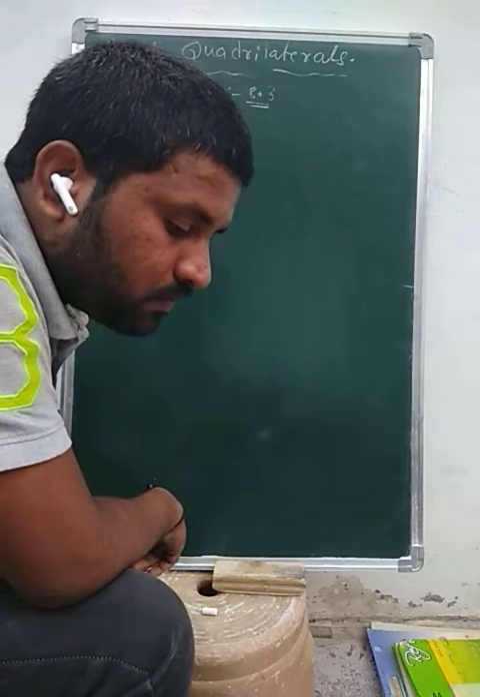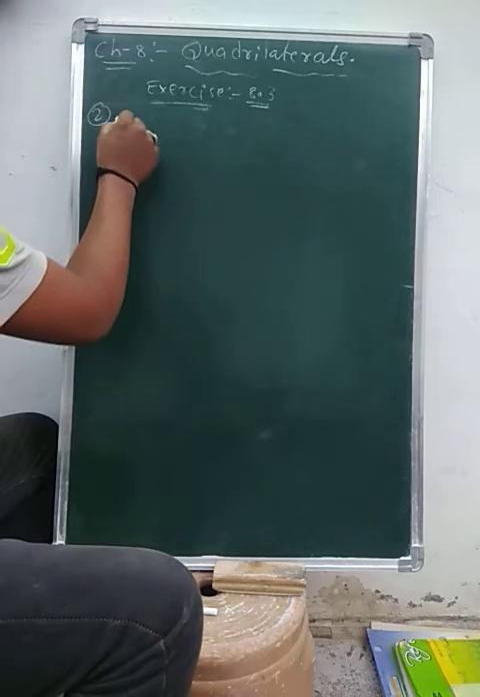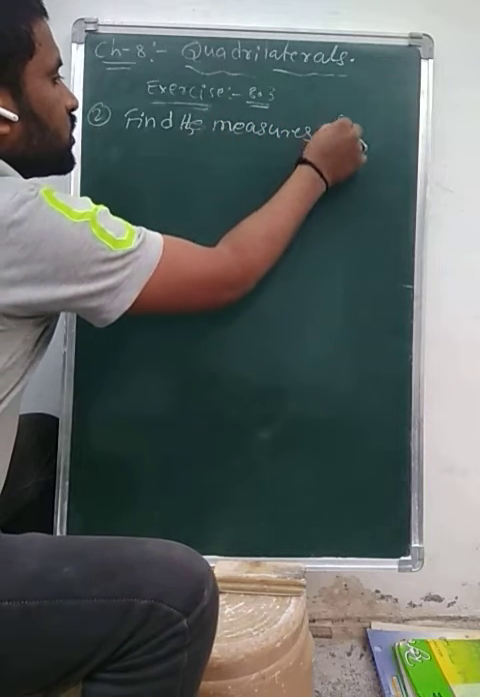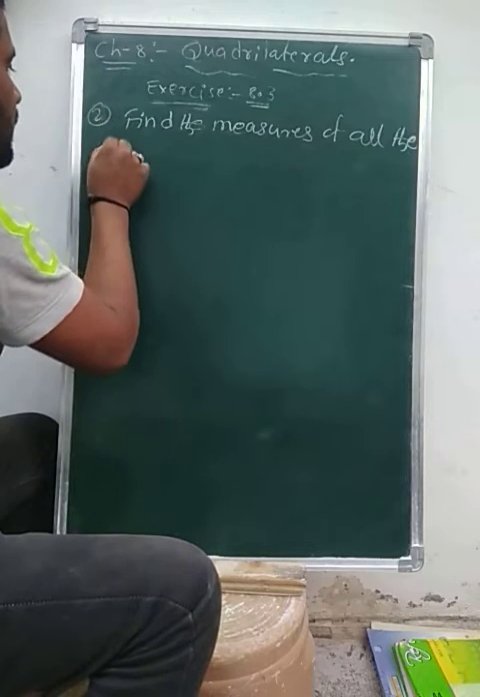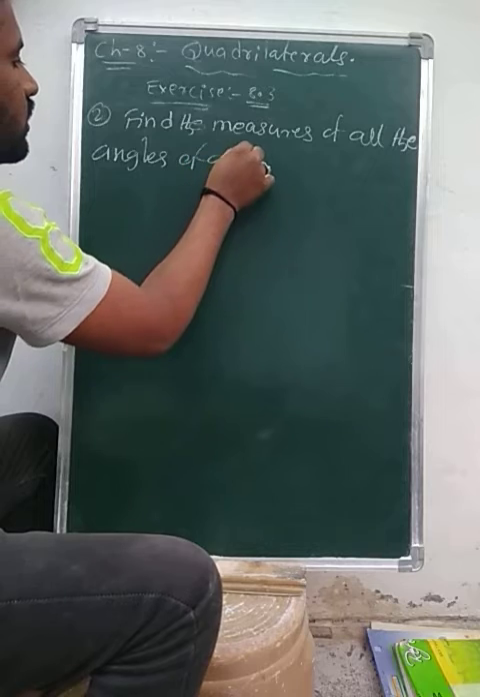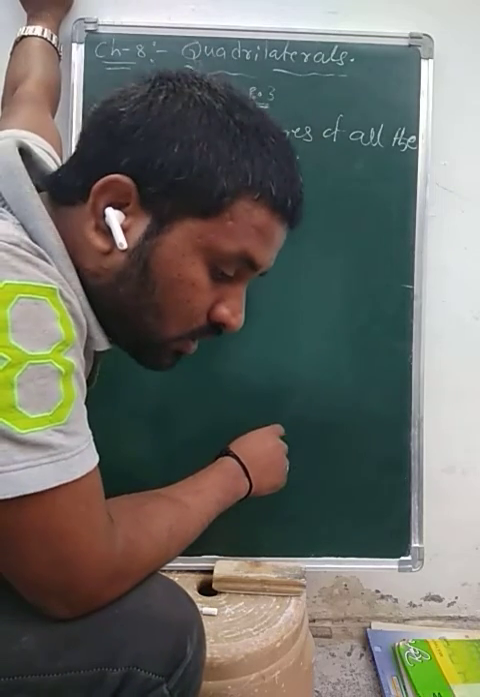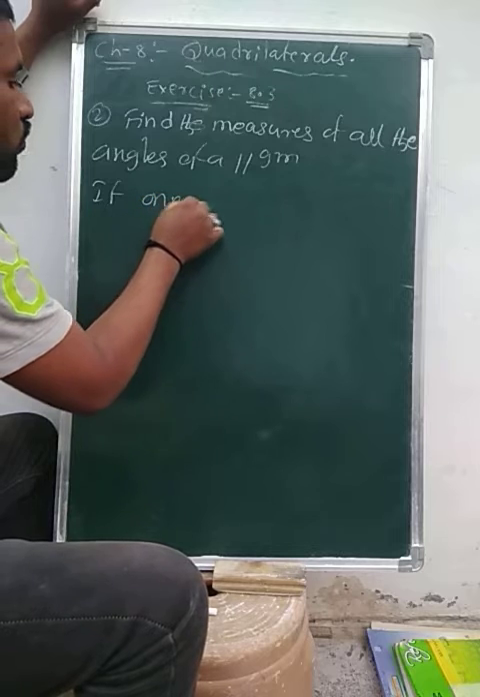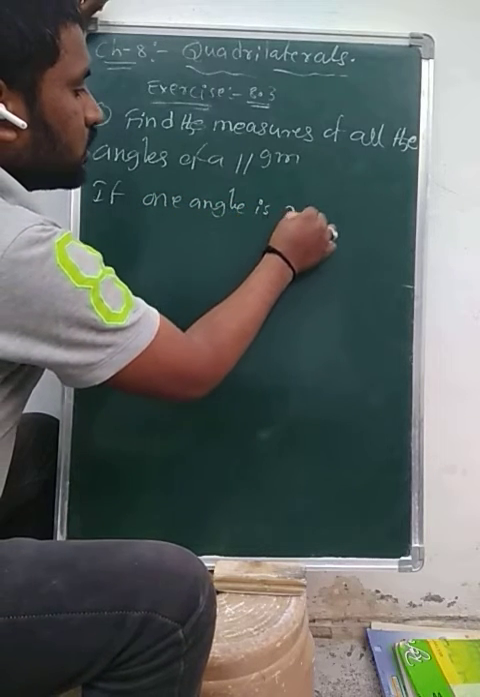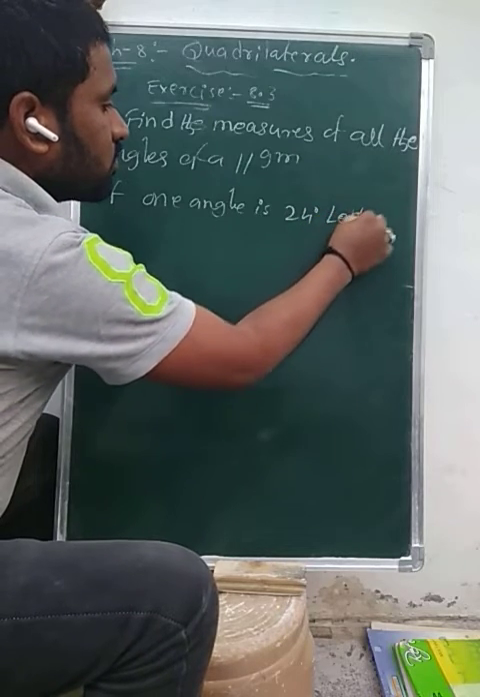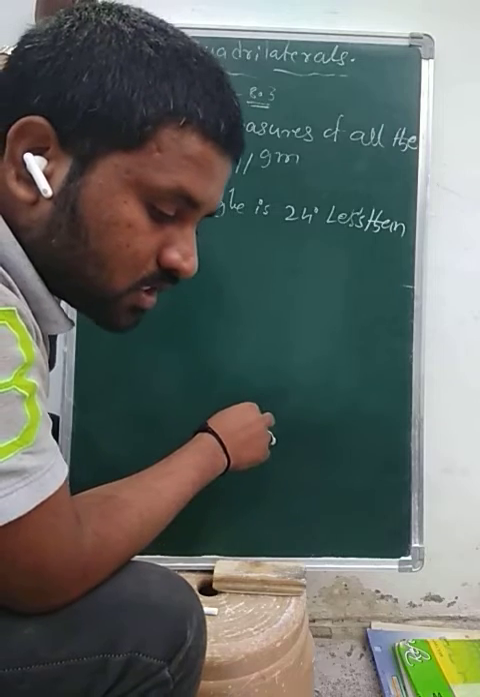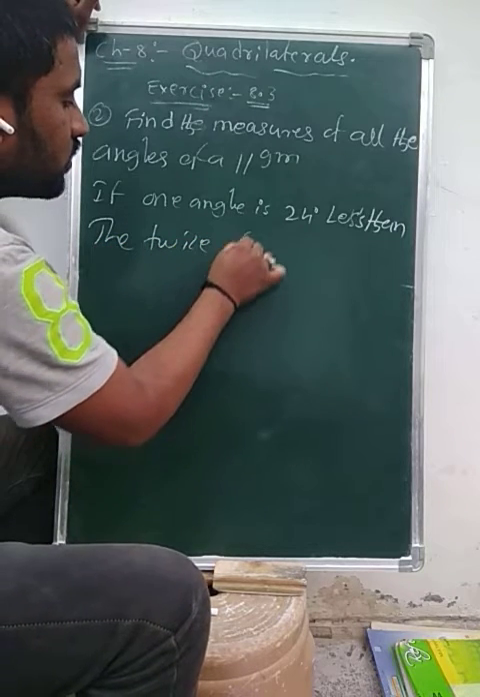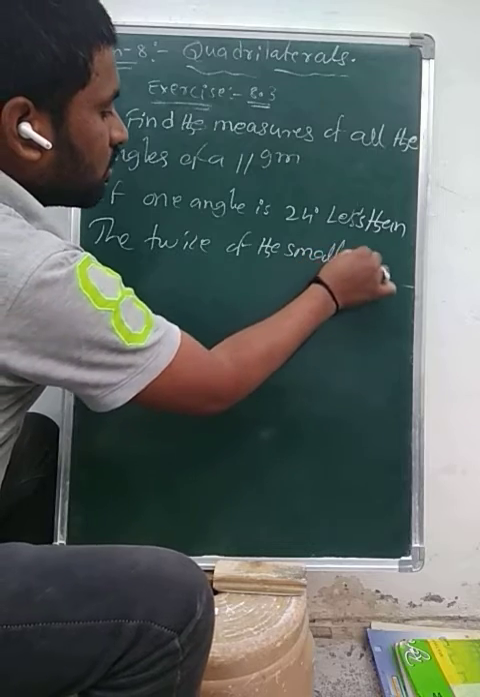Find the measures of all the angles of a parallelogram, if one angle is 24 degrees less than twice the smallest angle.